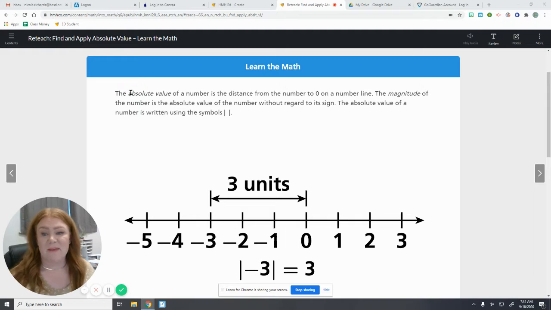So remember that the absolute value is telling us the distance a number is from zero. And distance is always going to be expressed as a positive number. So whether it's negative or positive, when we're talking about the absolute value, the distance to zero is going to be expressed as a positive number. So the absolute value is expressed with those two parallel lines on either side of the number.